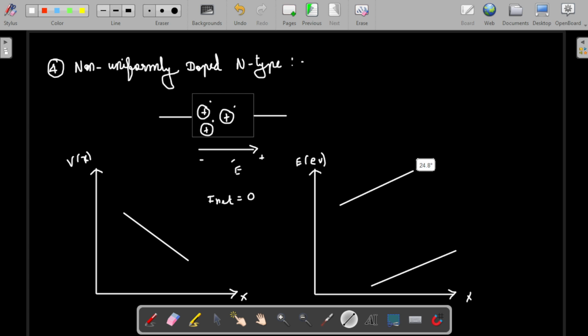So this is EC and this is EV. So this will change, but similar to this, the EI will also be changing. But the thing is that the EFN, the Fermi energy level of the donor atom, will never change.